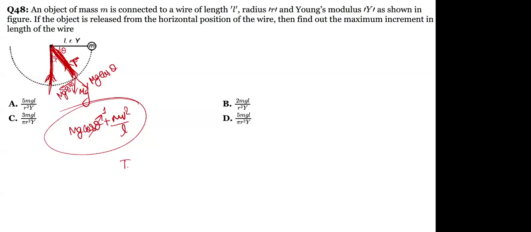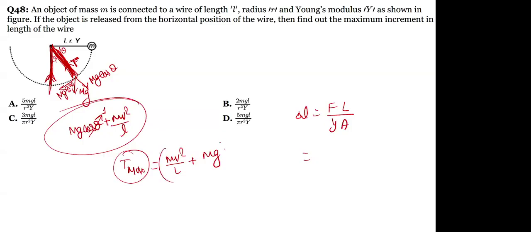So the maximum tension T maximum that we can have is mv square upon L plus mg, which is the weight of this object. Now, initially to this point, you can find out the velocity of this object, and the elongation will be F into original length upon Y into A. So when you put this value of force, mv square upon L, you can easily calculate from here to here. Let's say v velocity is being acquired.